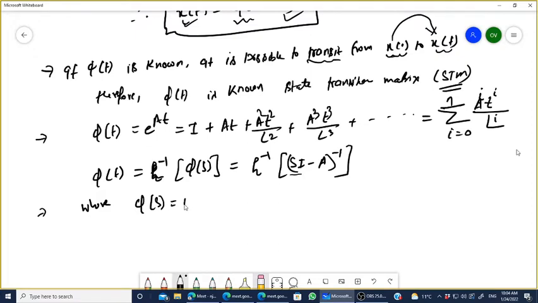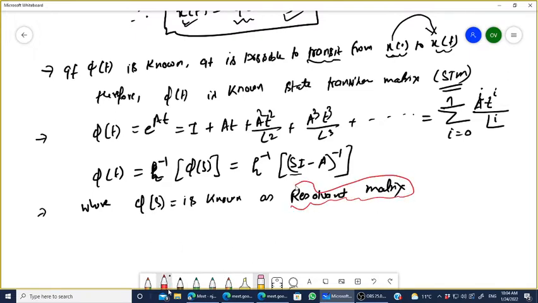This is known as, anyone can tell me what the equation sI minus A inverse is known as? Resolvent. Resolvent matrix. Remember, this is the resolvent matrix. Phi s is the resolvent matrix, right?